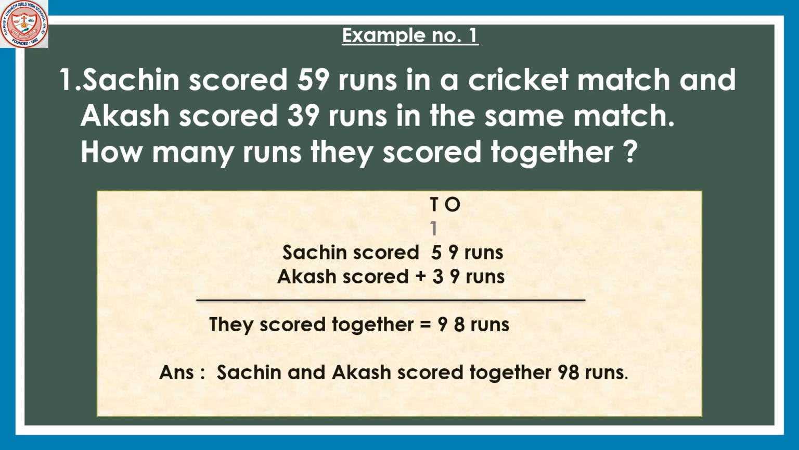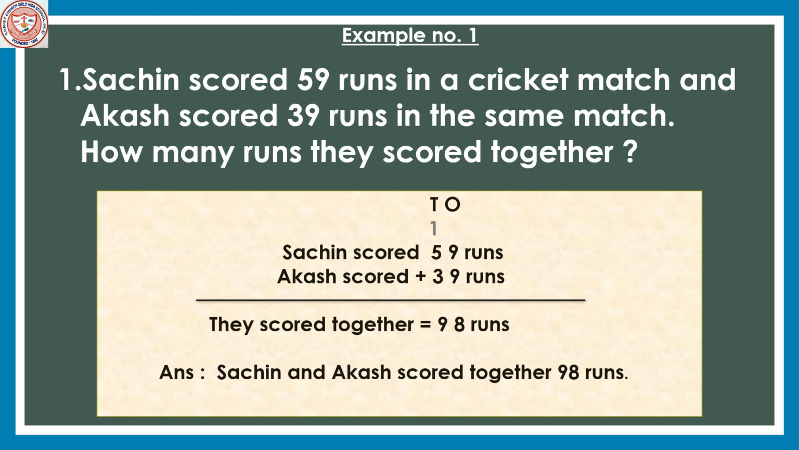First we have to write statements, isn't it? Yes. So statement number 1. Sachin scored 59 runs. Now, before writing the numbers which are given in the sum, we should always write TO. And we have to write the numbers according to their place value, isn't it? So, the first number is 59. We have to write 5 in the tens column and 9 in the ones column. Okay. Like this, as shown in the example.